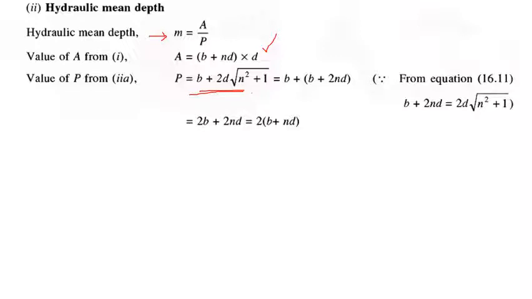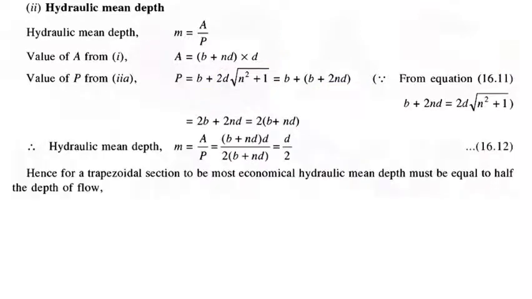And we know from equation 16.11 that b plus 2nd by d is equal to 2 into square root of n square plus 1. So we can substitute 2d into square root of n square plus 1 with b plus 2nd. So this term becomes 2 into b plus 2 into nd, which is equal to 2 into b plus nd. So hydraulic mean depth is A by P, which comes to d by 2. So for a trapezoidal section, the most economical hydraulic mean depth must be equal to half the depth of the flow. That is clear from this equation.